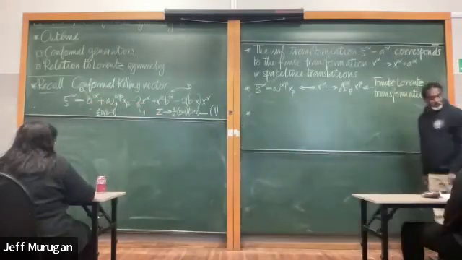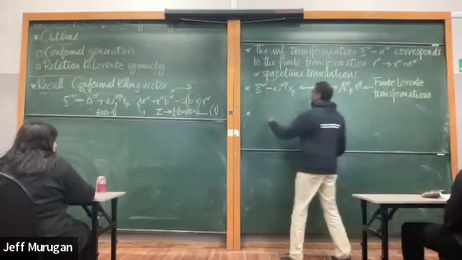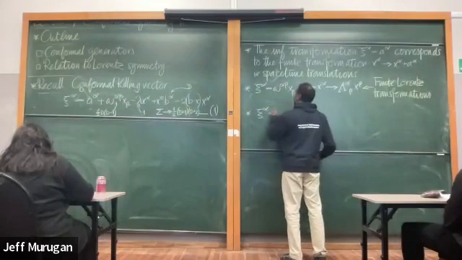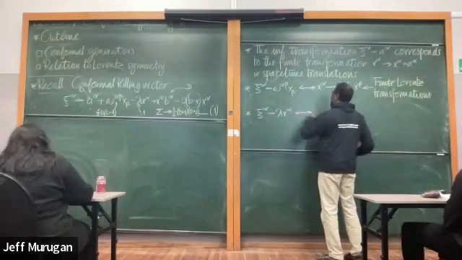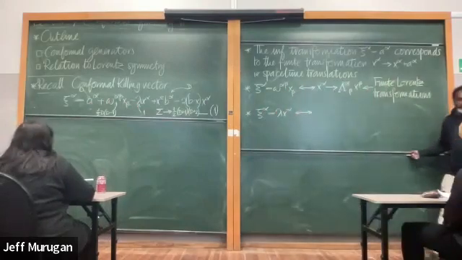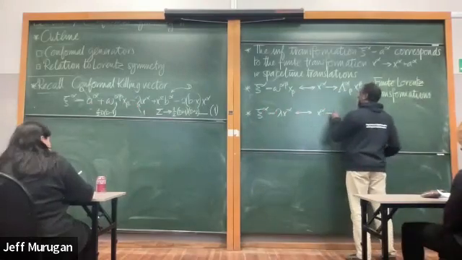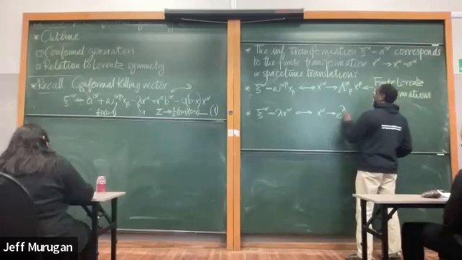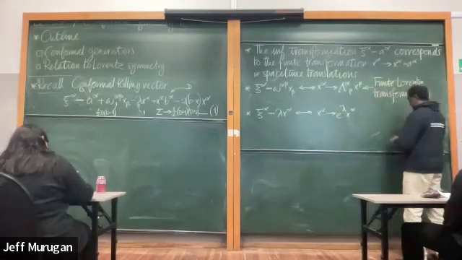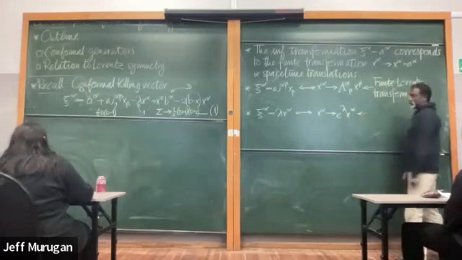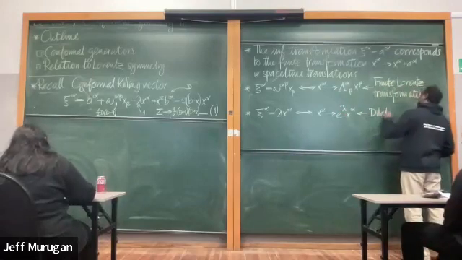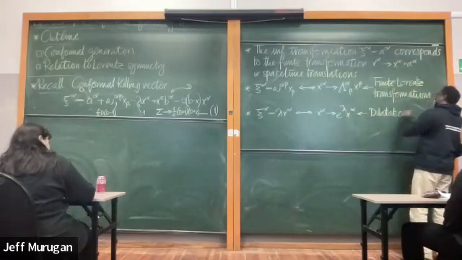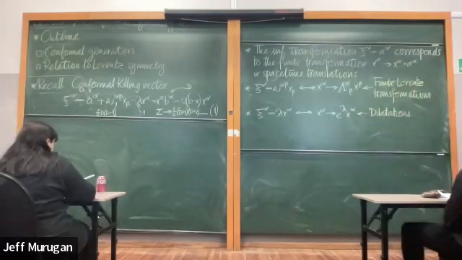lambda x mu alpha corresponds to x alpha going to e to the lambda x alpha. This is dilatations. It corresponds to zooming in or out, depending on the size of lambda.